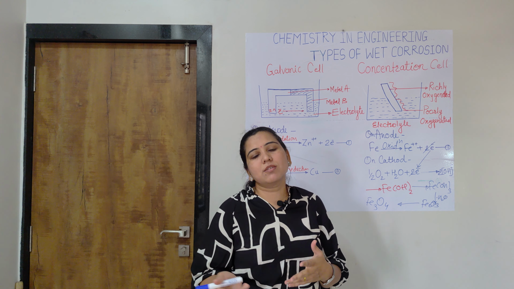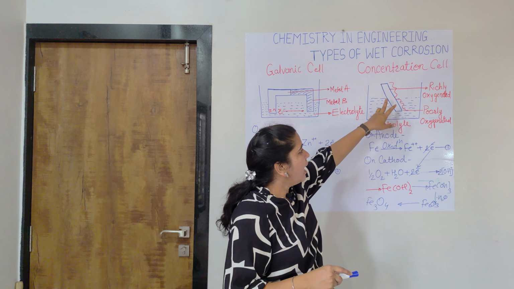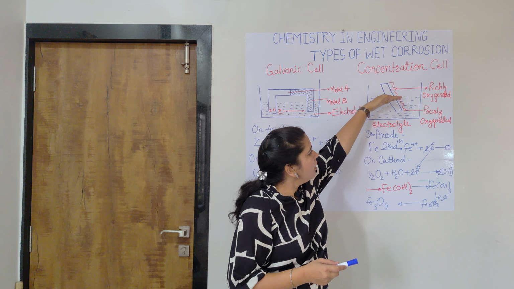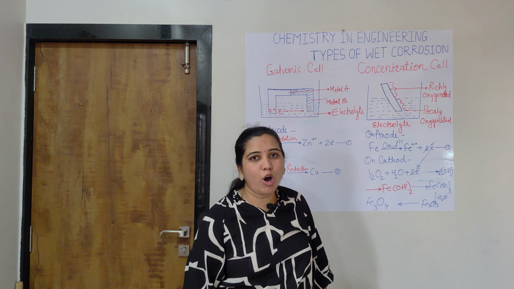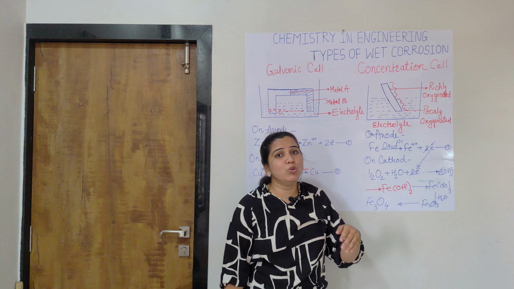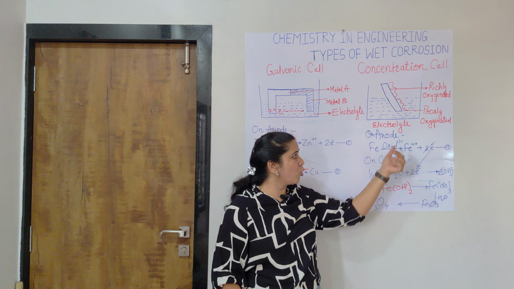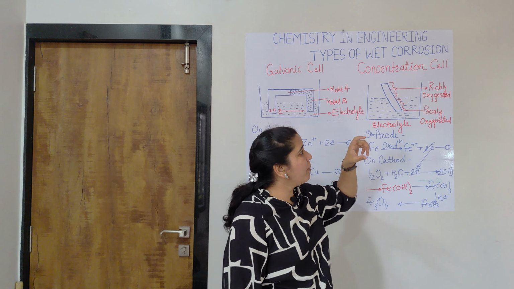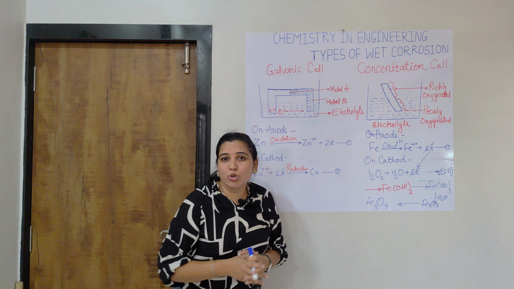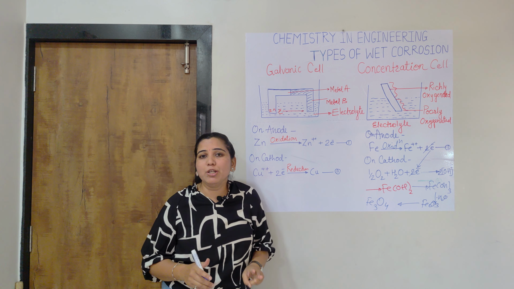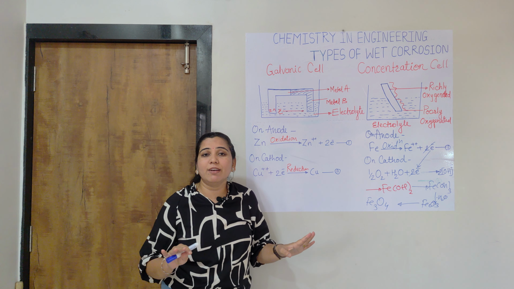So in this way rust will be produced here, and if the process continues, this total metal can be destroyed in a very short time, or it will require some time according to the availability of oxygen and its concentration. So in this way, by forming the concentration cell, the corrosion will occur. So these are the main 2 possibilities which are possible wherever you go.